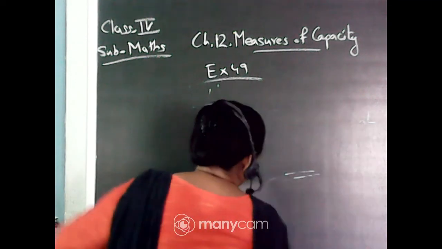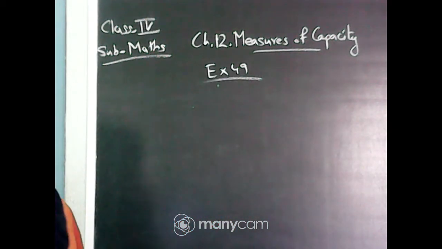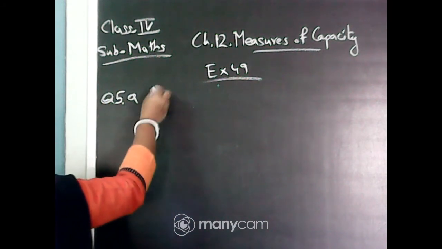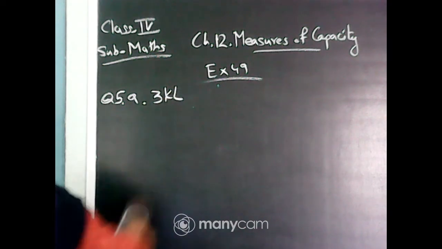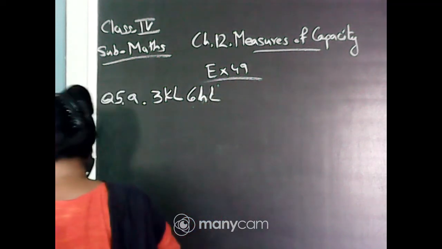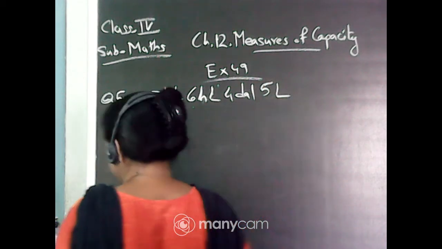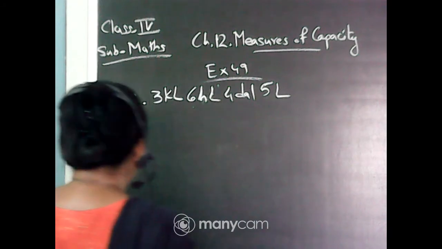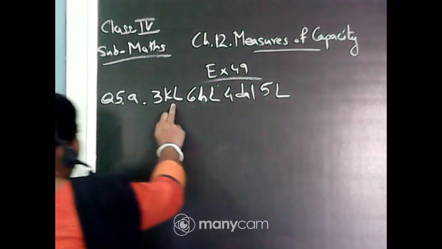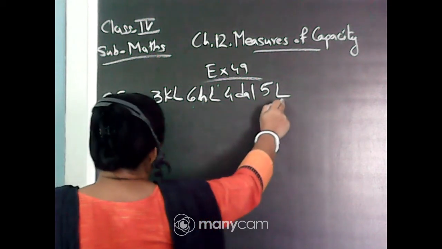Question number 5, the first one. It is given 3 kiloliter, 6 hectoliter, 4 decaliter and 5 liter. Now you have to change this kiloliter into liter, then this hectoliter into liter, then this decaliter into liter, and then you will add with this liter.